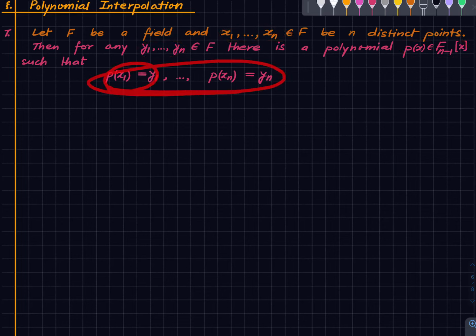P(x1) is y1, P(xn) is yn, and in between P(xi) is yi. And you cannot do better than this in general, that I leave you to think about, but you can definitely do with this much, and that is what we are going to do. The proof is actually very simple, but it's an enlightening proof.